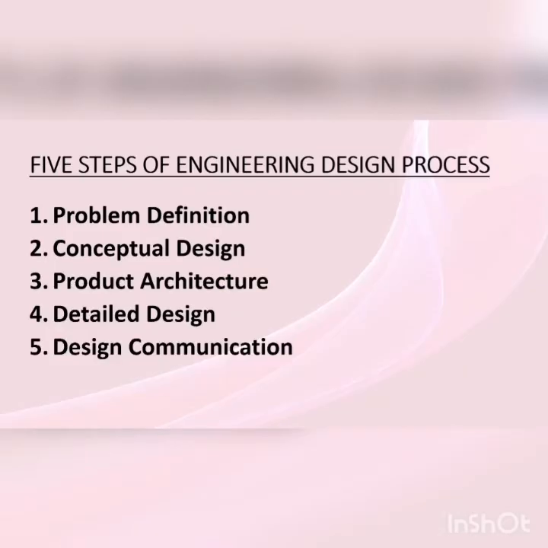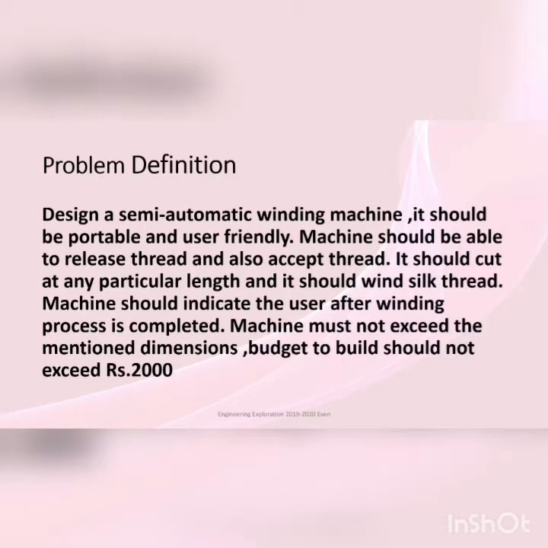The 5 steps of the engineering design process are: 1. Problem definition, 2. Conceptual design, 3. Product architecture, 4. Detailed design and 5. Design communication. With the help of this design process, we were able to define our problem as follows.